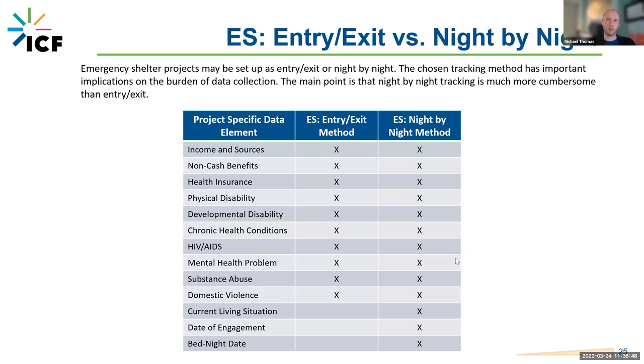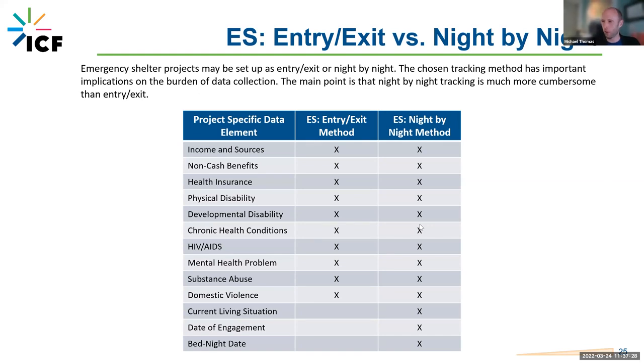If one of your emergency shelter funded projects were being set up as night by night, I think you'd want to understand why and understand if that is how it has to be set up or if it could be entry exit, simply because it could cause some issues with your CAPER reports and the data quality. What you see here, if you look at the chart, is the additional elements required for night by night: current living situation, date of engagement, and bed night date. I'm going to focus on living situation and date of engagement to make the point here, but those are notoriously difficult elements to get good data for. Shelters are hard to get good data for in general.